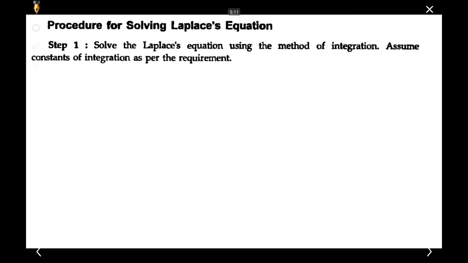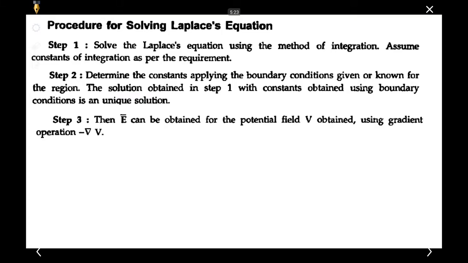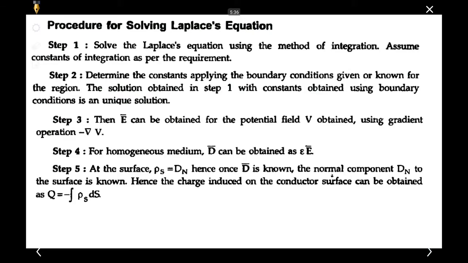Now the procedure for solving Laplace equation. You have already solved for Cartesian and cylindrical coordinate systems, so you remember the procedure; the same procedure we are going to follow here. Let me recall it. First, we solve the Laplace equation and integrate on both sides, arriving at two constants. Step 2: with some boundary conditions, we find the values of those constants. Third, we find the value of E with the formula E is equal to minus grad V. Fourth, we find the value of D, where D is equal to epsilon into E.